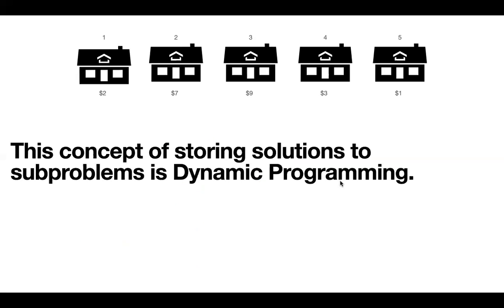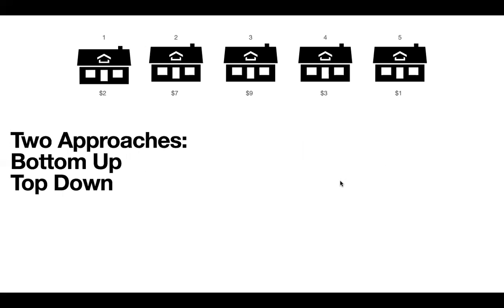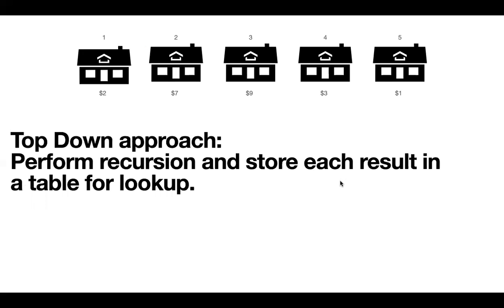Essentially, whenever we have a recursive algorithm, we can store the results of that recursion into a table and then avoid the overhead of making repeated recursive calls by simply looking up the items stored in the table. There are two approaches to this dynamic programming solution, either going bottom up or top down. The top-down approach is performing recursion and storing each result in a table for lookup. So every time we return out of a recursive call, say we've done rob 1 and we've returned 2, that's going to be stored in the table. And as we go back up the recursive tree, each of those calls is just going to be looking at the value in the table.